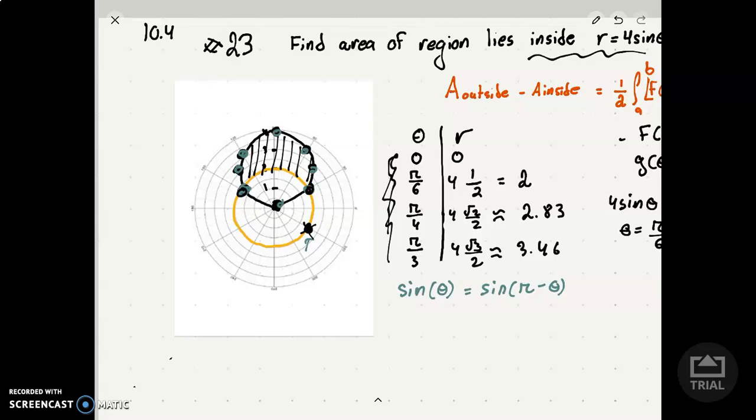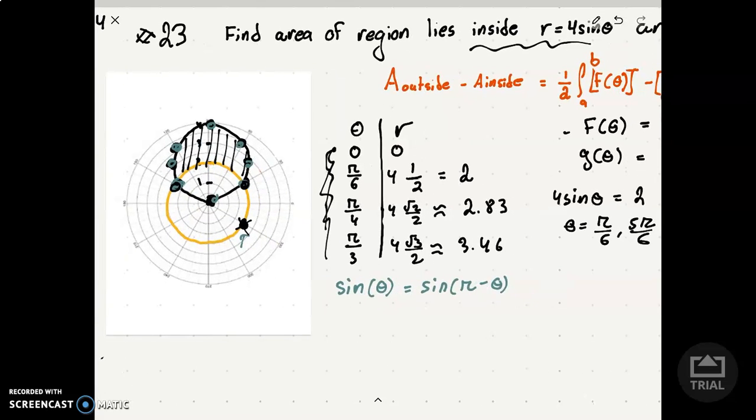Or what I did is I basically just graphed them, and I like doing this just to get an idea of what we're actually looking at. Now, when graphing r equals 2, it's really just a circle of radius 2, so that one's not bad at all, and that's in yellow. But the other one, you may think it's a lot of work.